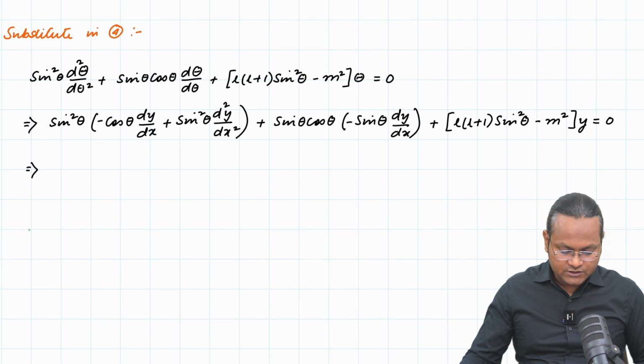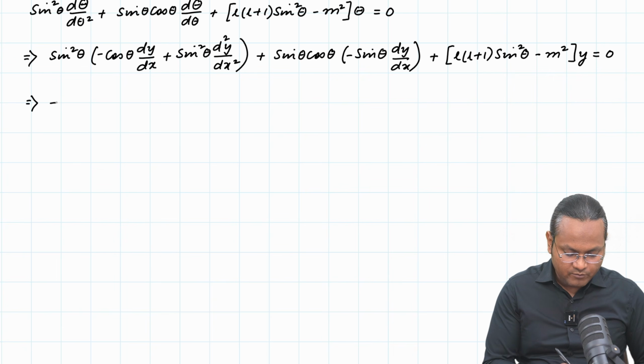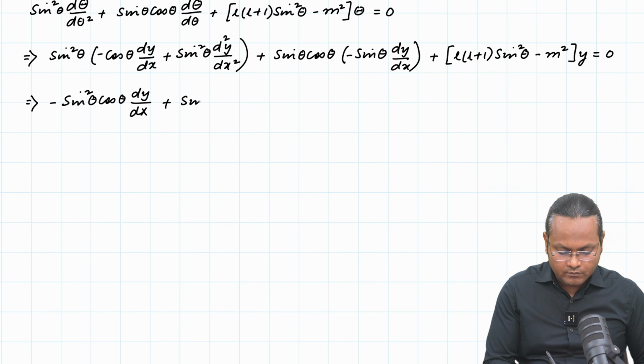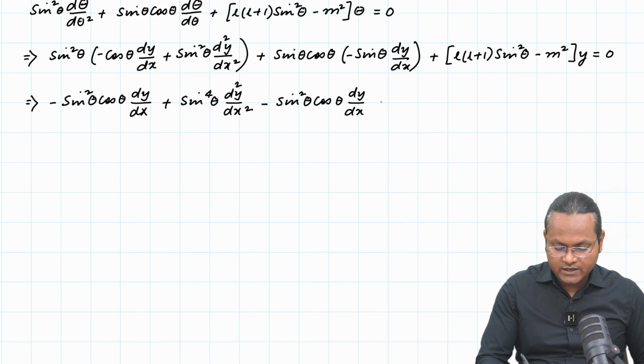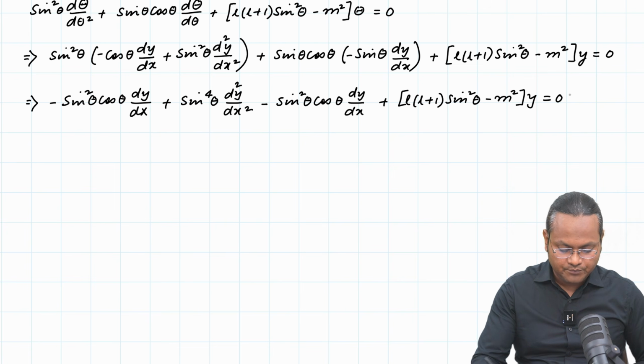So let's look at all the terms again. I have minus sine square theta cos square theta dy upon dx plus sine to the power 4 theta d2y upon dx2 minus sine square theta cos theta dy upon dx plus L plus 1 sine square theta minus m square y equals 0.